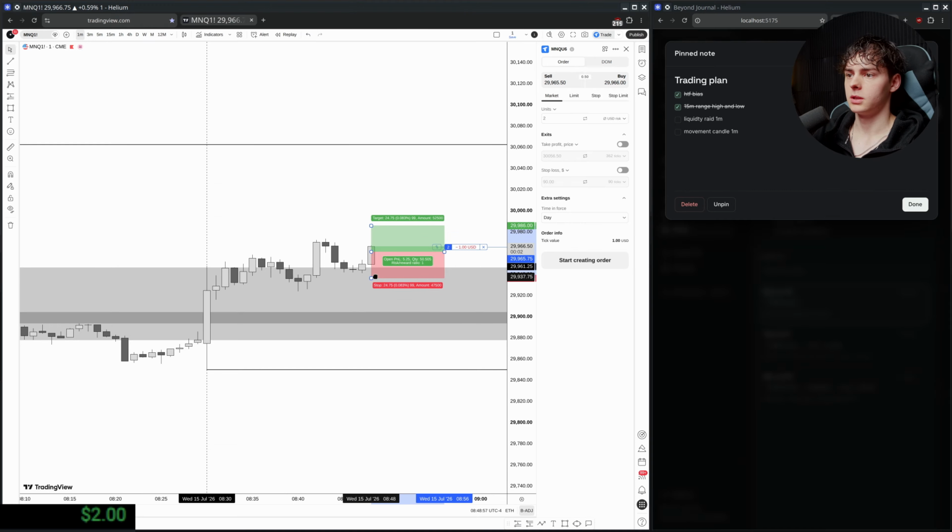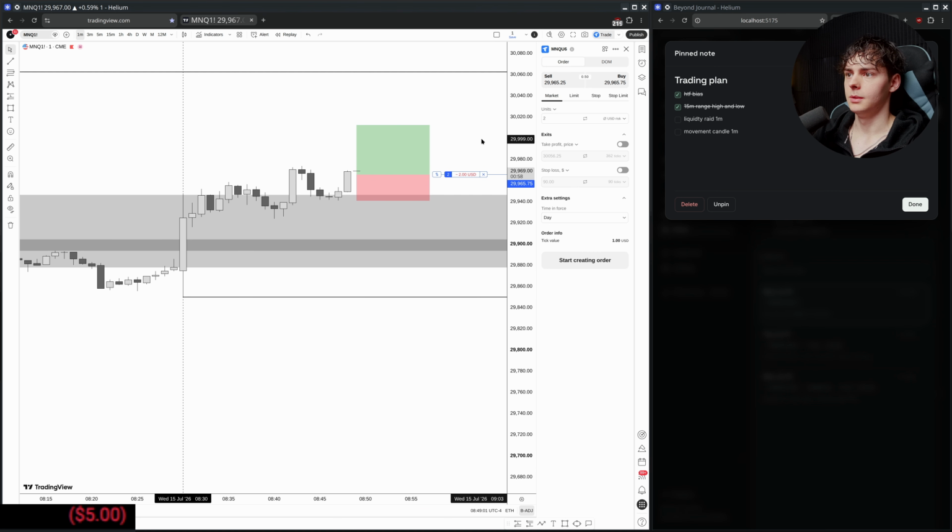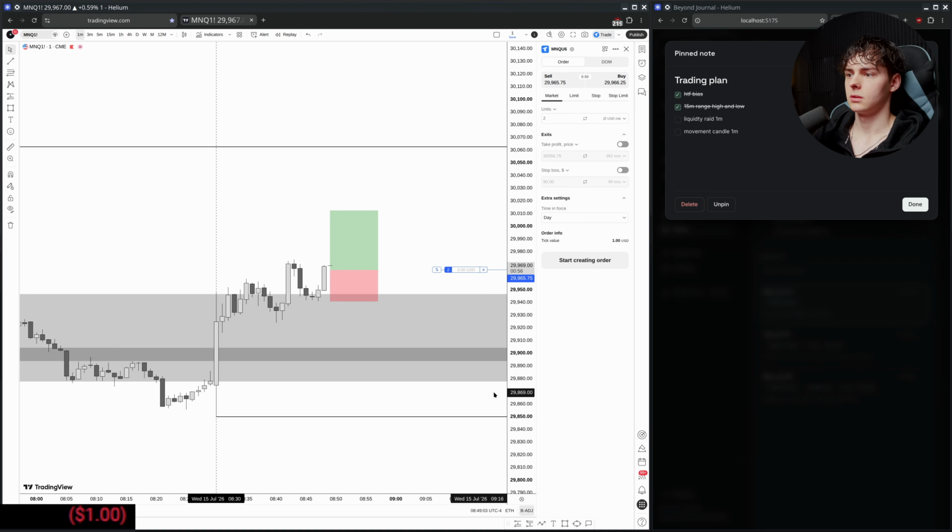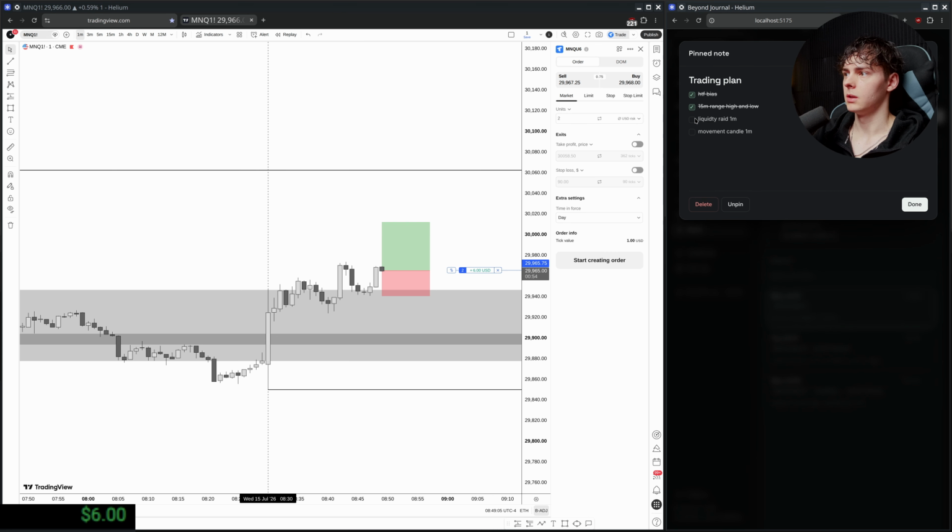And yeah, that's pretty much it. I plan on taking this trade to the upside. We got into it a little bit fast. I mean, we had the 1-minute liquidity raid in here, then we had our movement candle. This one is just a little bit faster, so just keep that in mind.